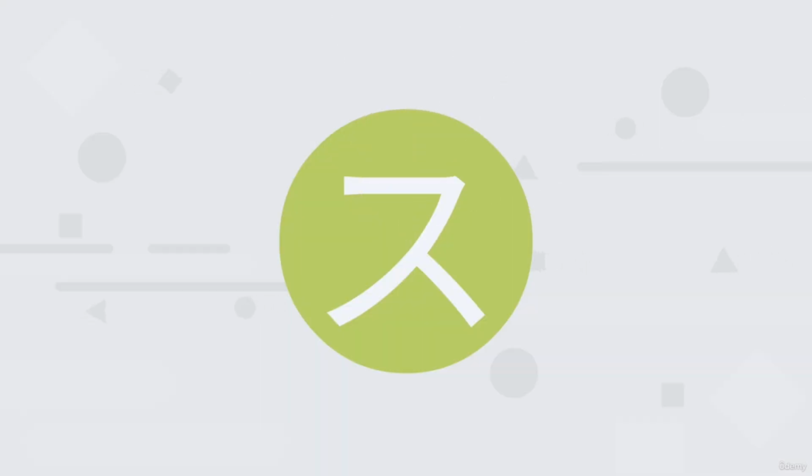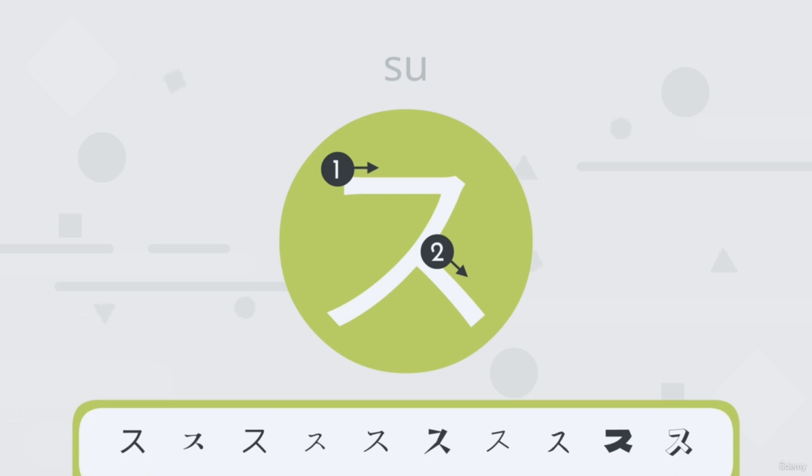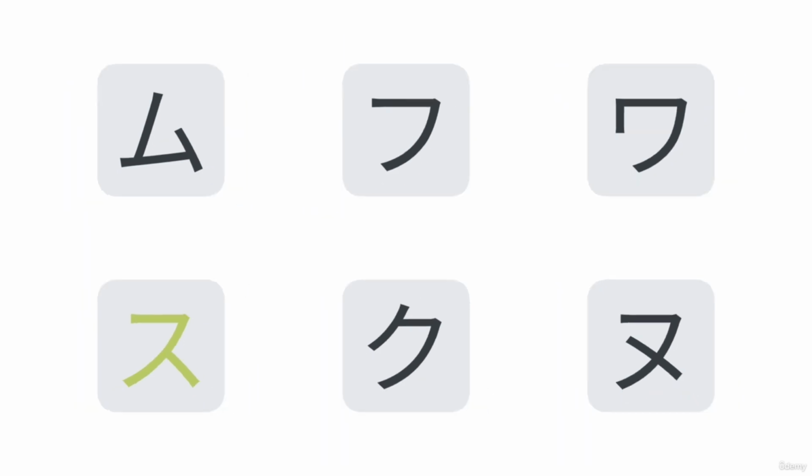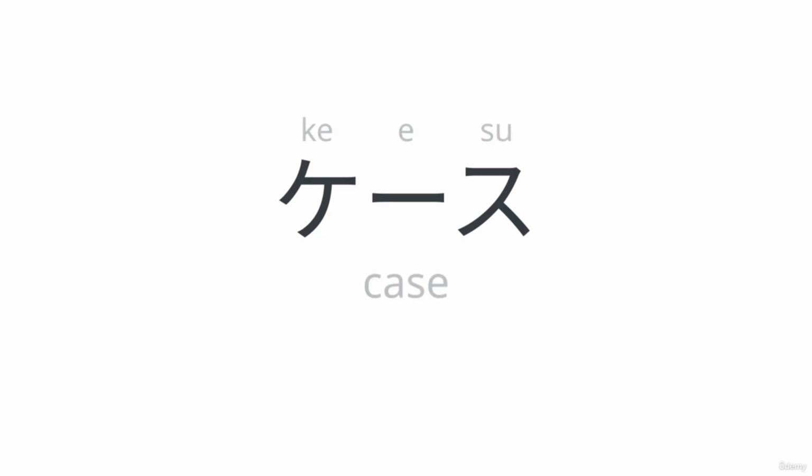The next character we'll learn is su. Su. Which of these characters is su? Su. Case. Sweets.